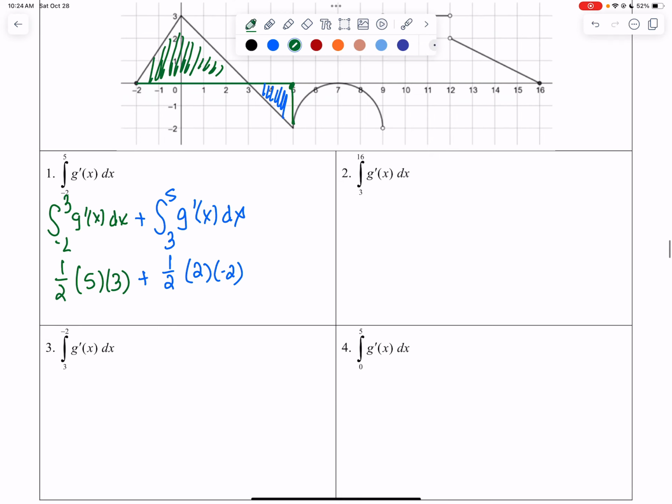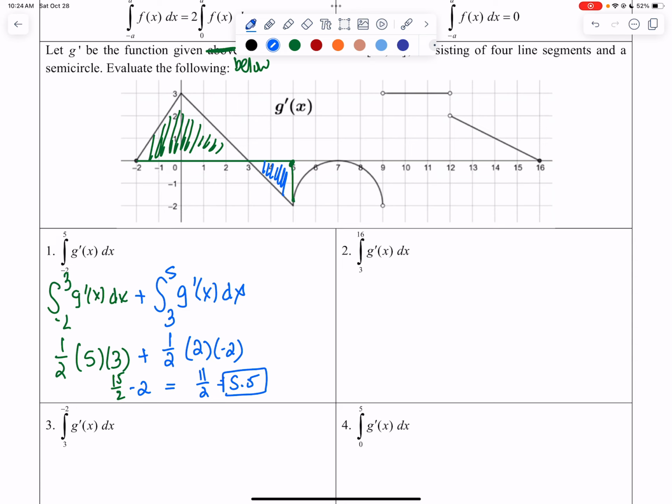Okay, we are going to evaluate that. So this is going to be 15 over 2. And then on the second area, this is just going to be -2. Evaluate that, and you are going to get 11 over 2, or 5.5.